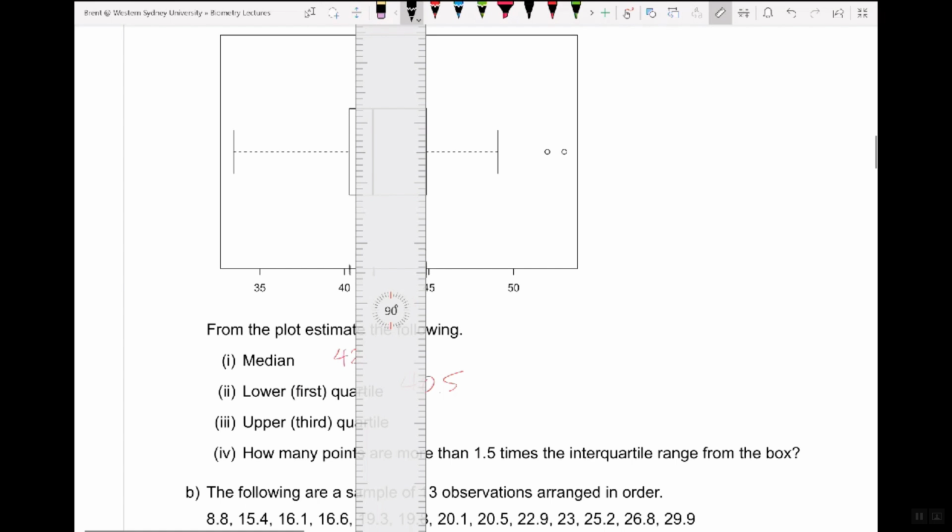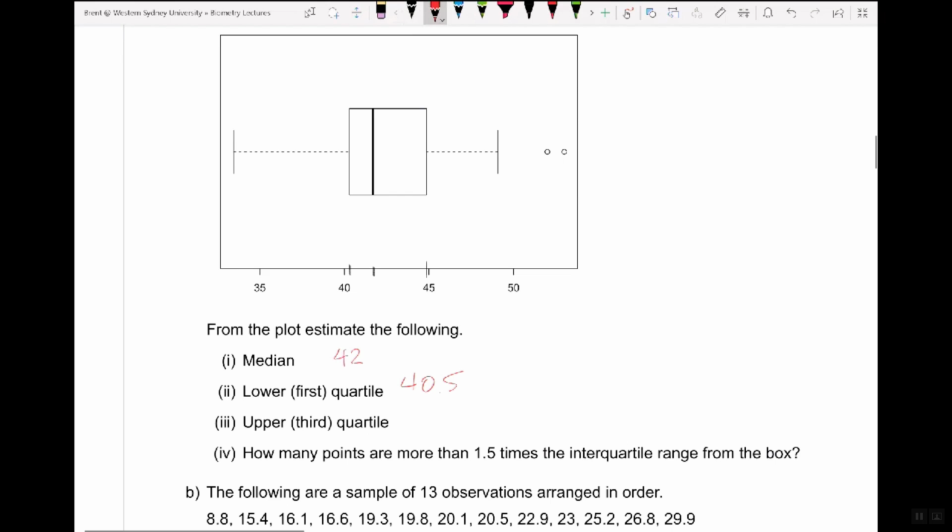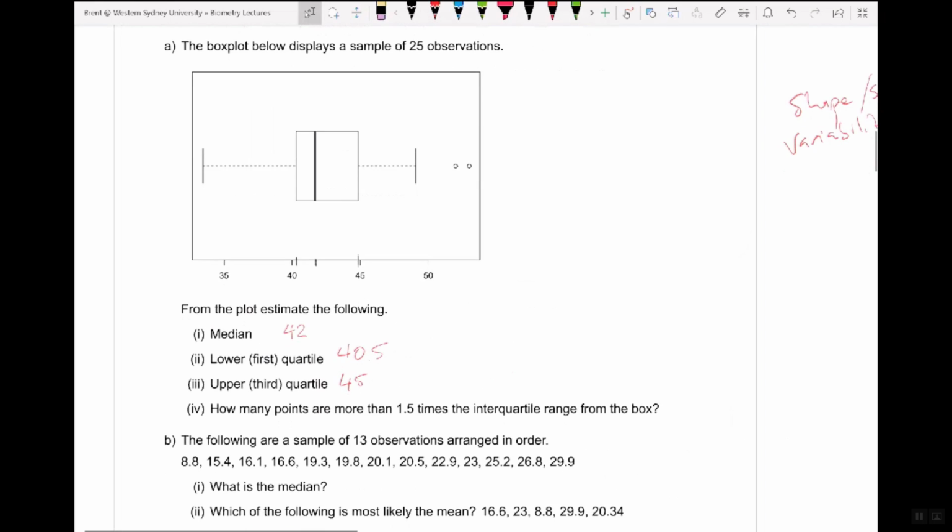You'd probably be within your rights to say 45 or 44.5 or something like that. It's very, very close, so I'm just going to say 45. Okay? Easy marks to get, as long as you don't make a very simple mistake. So pretty gentle introduction so far.